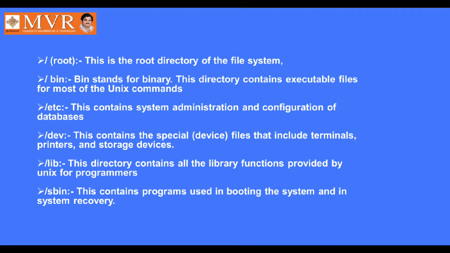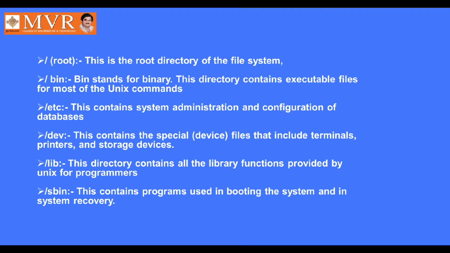Then the next directory is the etc directory. This is the directory that contains the system administration and configuration databases. As we use databases in the Unix operating system, the information regarding the configuration of the databases and the administration side information will be kept in this etc directory. We will not be able to access this directory.